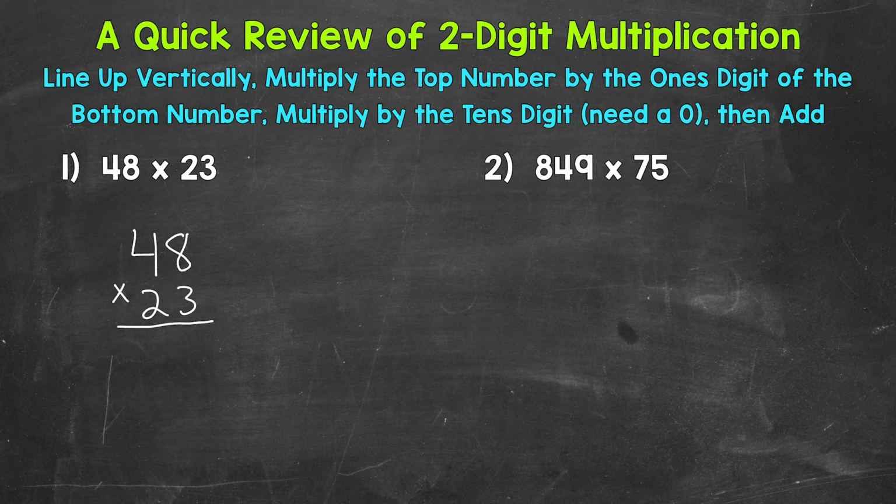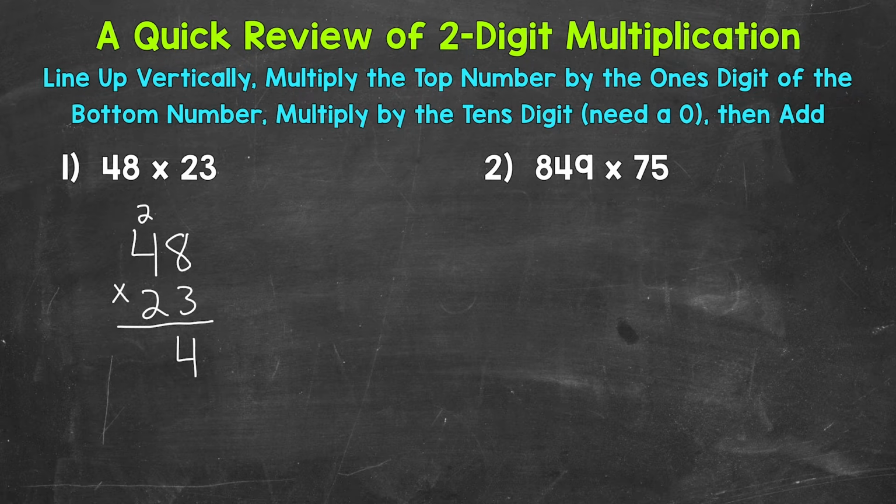So once we have that rewritten vertically, we need to multiply the top number by the ones digit of the bottom number. So the ones digit of the bottom number is the 3 in 23. So we need to do 3 times 8 and then 3 times 4. We can forget about the 2 in 23 right now. We're just worried about the ones place. So let's start with 3 times 8, which is 24. So we'll write our 4 and then carry the 2.